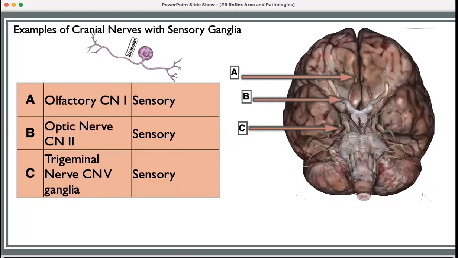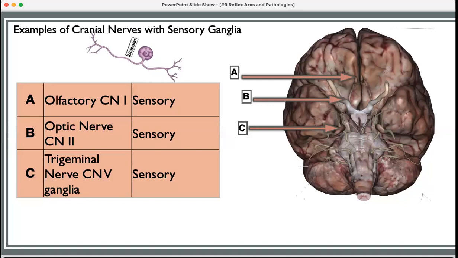So this is the underside of the brain. And this is looking at just some of the cranial nerves with sensory ganglia. The first one here, A, cranial nerve 1, is the olfactory nerve, and this is showing the olfactory bulbs. They represent the unipolar cell bodies of cranial nerves.